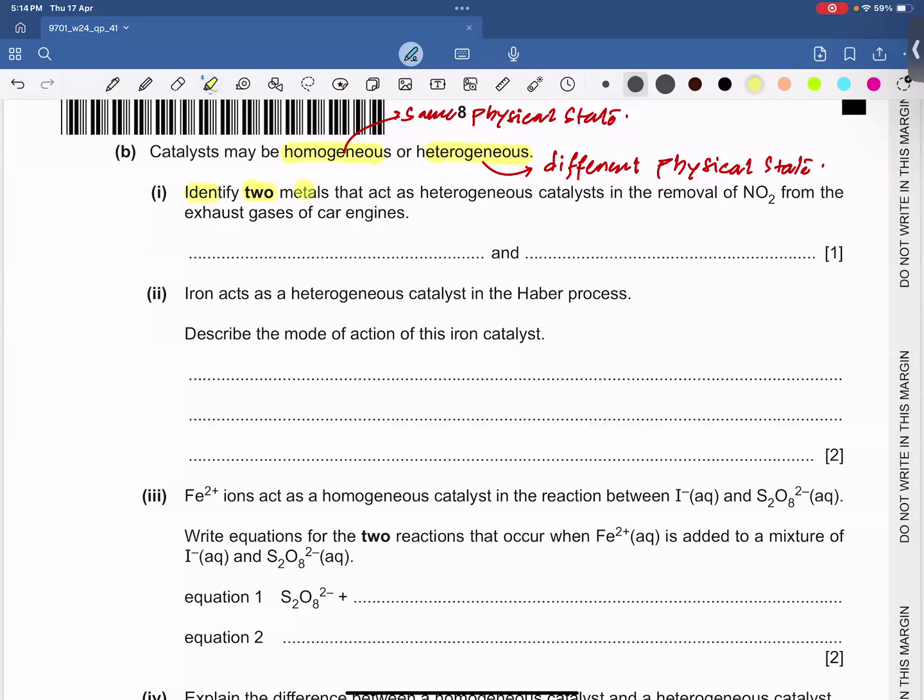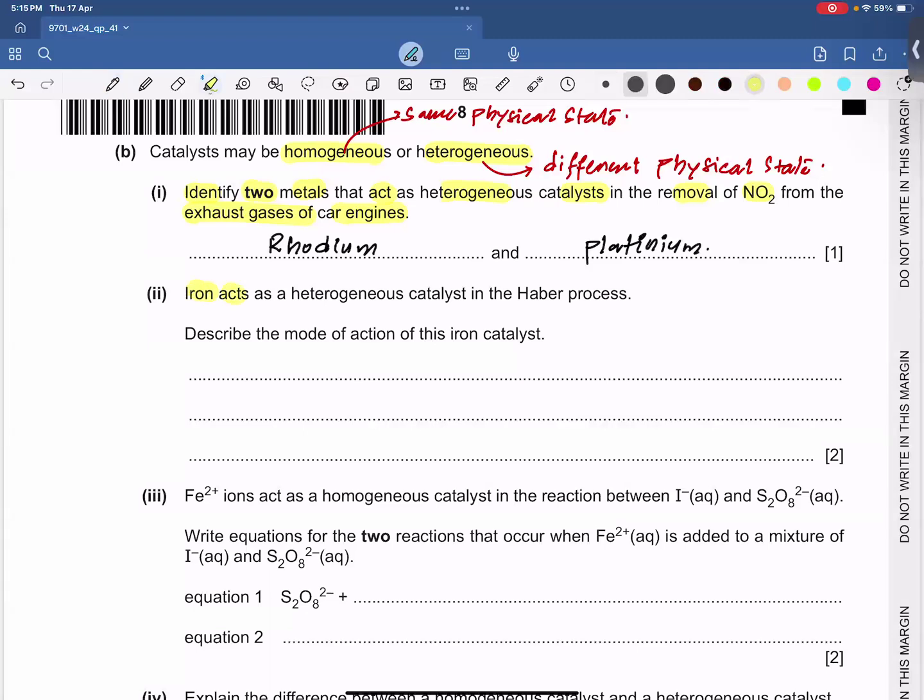Identify two metals that act as heterogeneous catalysts in the removal of NO2 from exhaust gases from the car engine. This reaction usually takes place in the catalytic converter, and in the catalytic converter, I've used rhodium and platinum. We have done this reaction in AS chemistry.